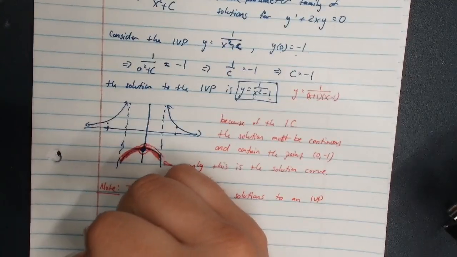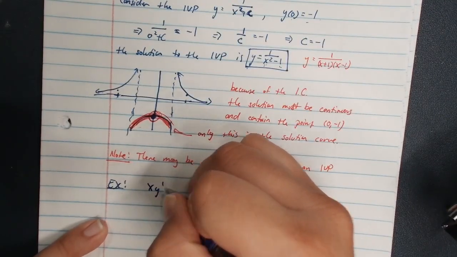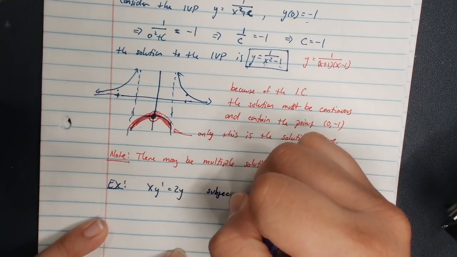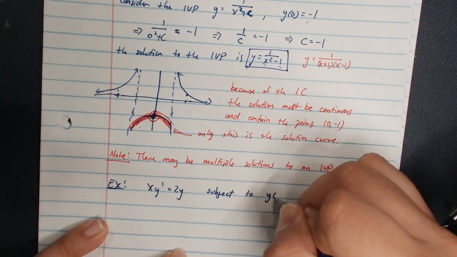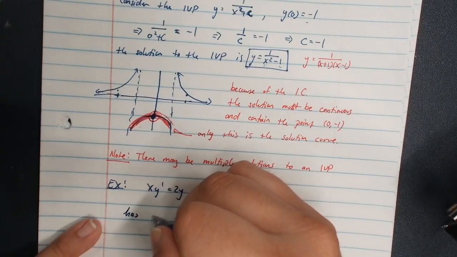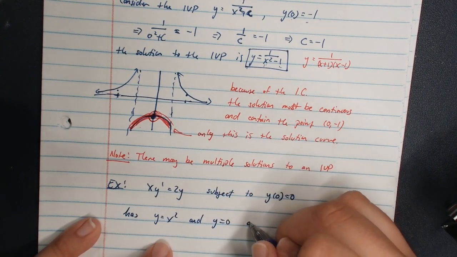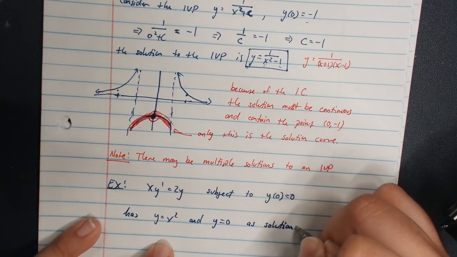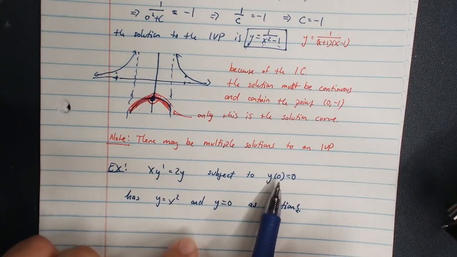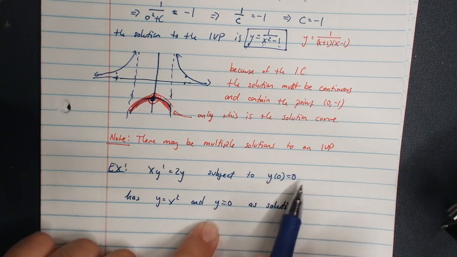And as a very quick example of that, we'll just show one that has two. If you have xy prime is equal to 2y, subject to the initial condition that y at 0 should equal 0, you have two solutions to this. This has y equals x squared and y equals 0 as solutions. Because after all, if I plug in 0 into this, 0 squared is 0. If I plug 0 into this, 0 is equal to 0. Okay, so both of these satisfy this initial condition.